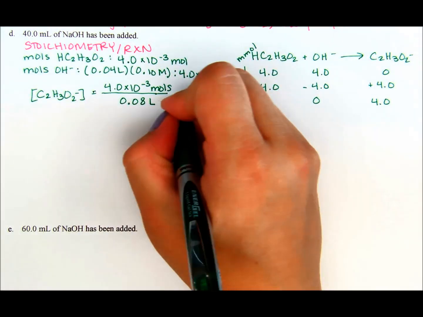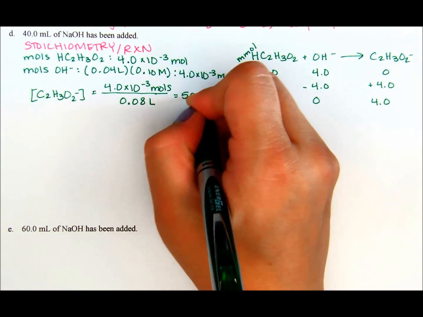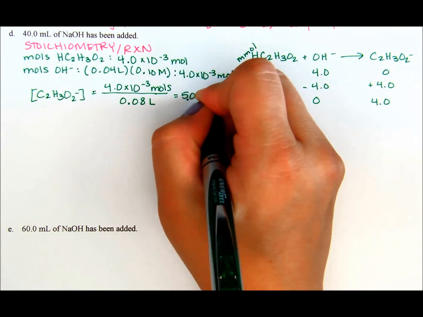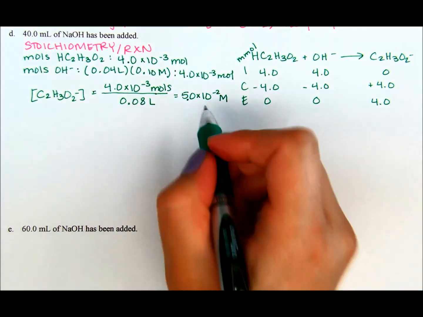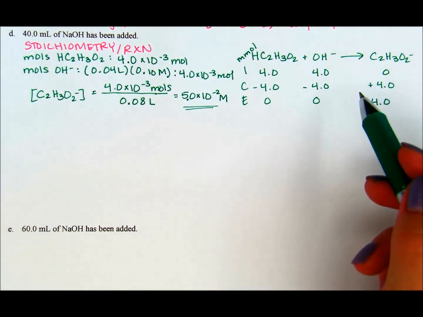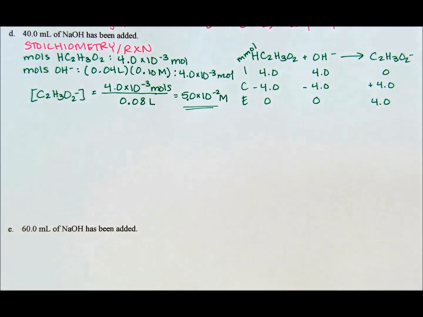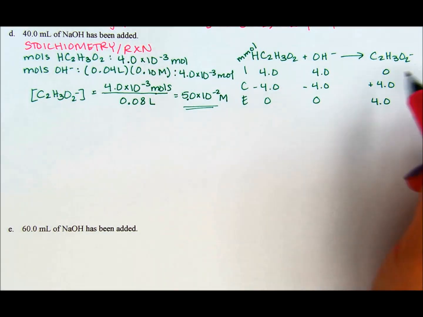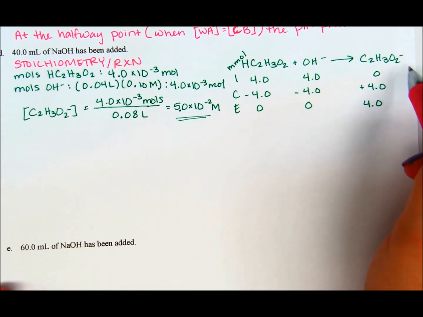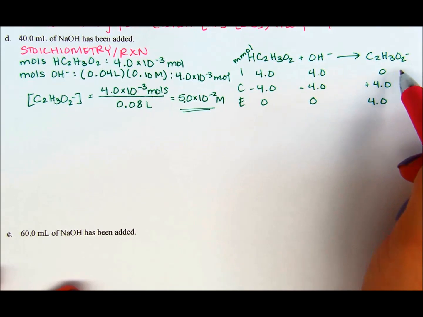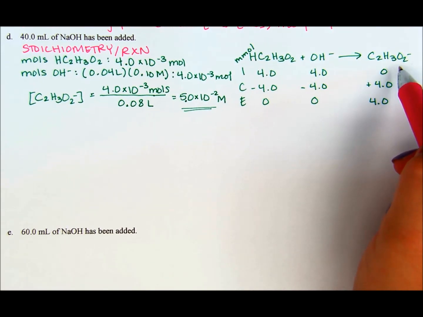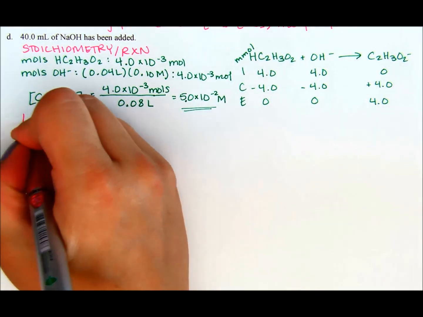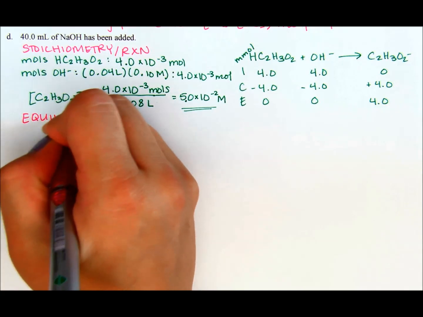So that's how we figure out the concentration of our acetate ion, moles per liter. When you divide that in your calculator, you end up getting 5.0 times 10 to the negative 2 molar. So that's our concentration of our acetate ion in solution. So since that acetate ion is the only thing that is going to contribute to the pH, we have to see what it does. So it's going to dissociate in some way. This is going to be our equilibrium step.